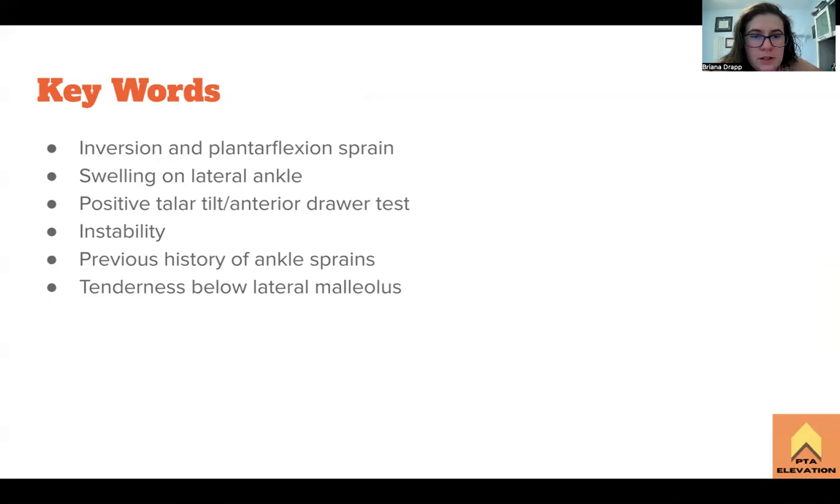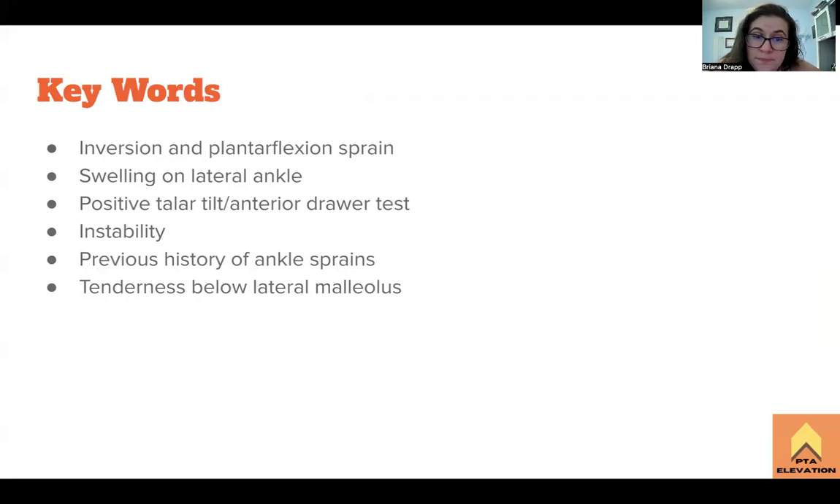So again, inversion and plantar flexion sprains. That's our mechanism of injury. Swelling on the lateral ankle is a pretty big indicator, especially if it's right below the lateral malleolus. A positive talar tilt test or anterior drawer test, you pretty much know we're in lateral ligament sprain land.